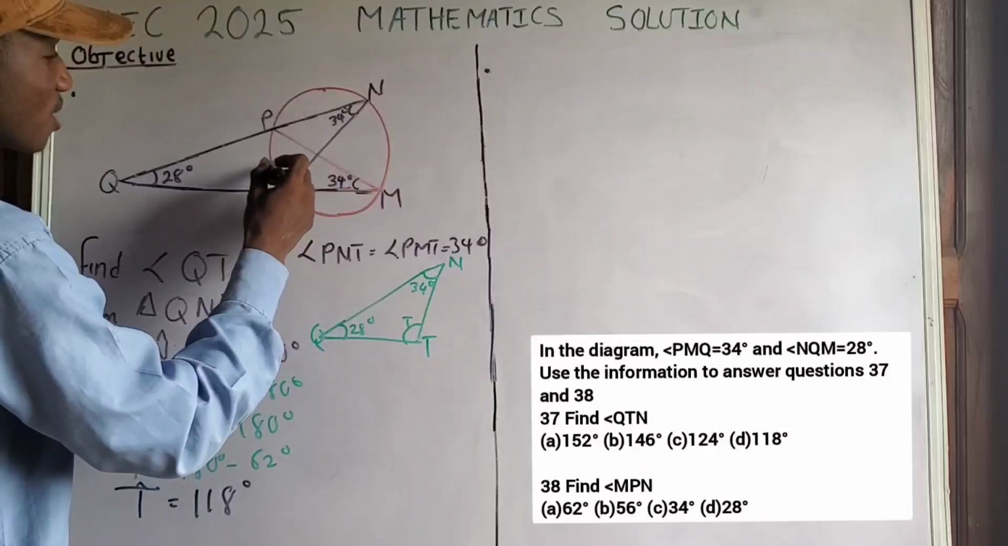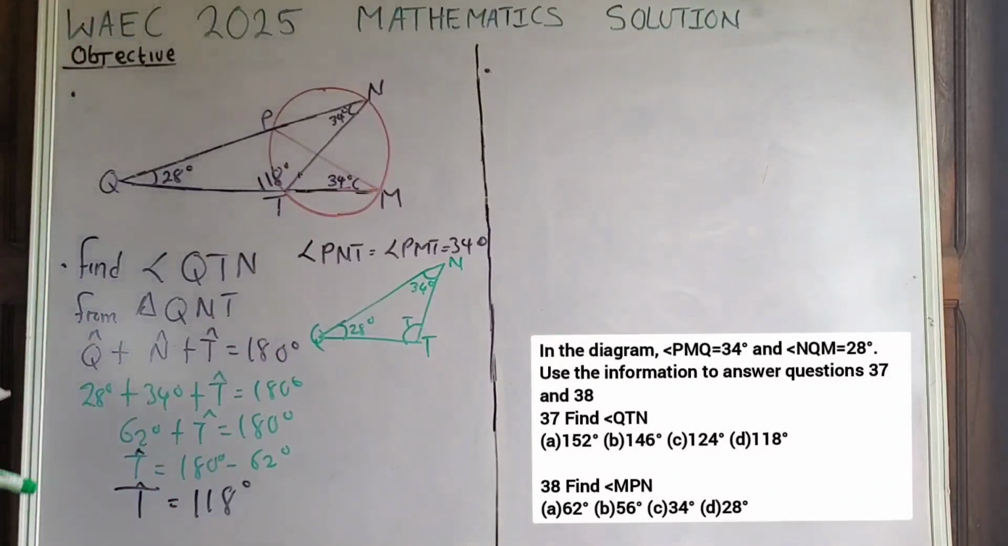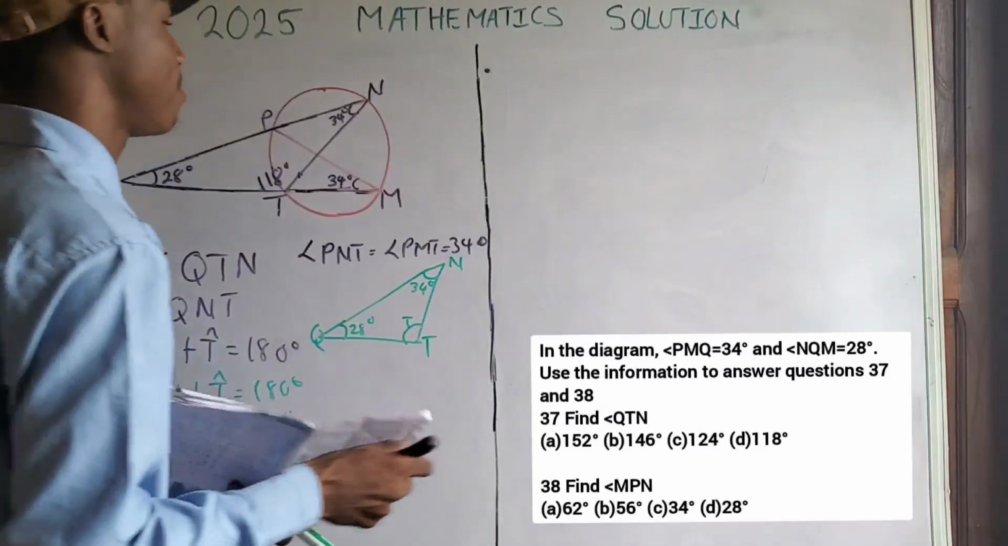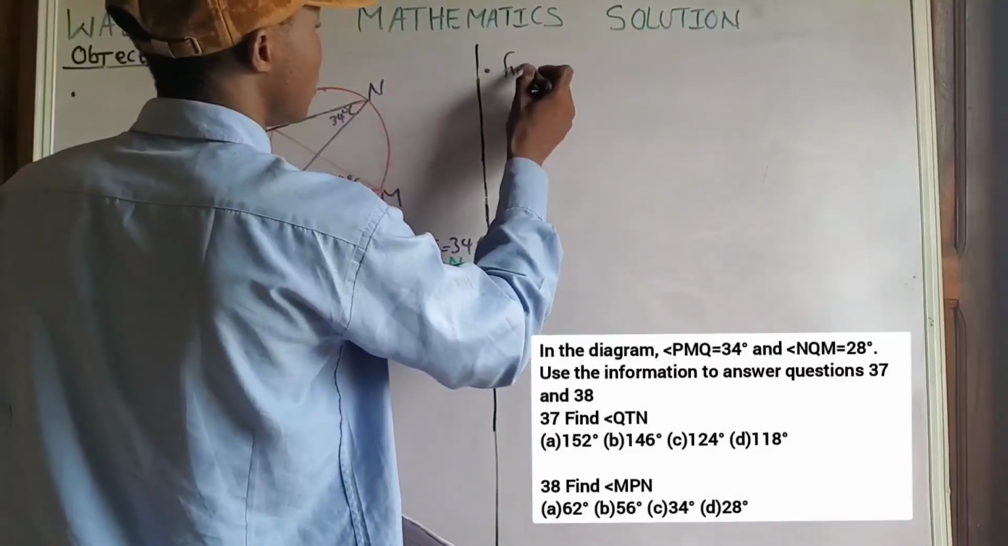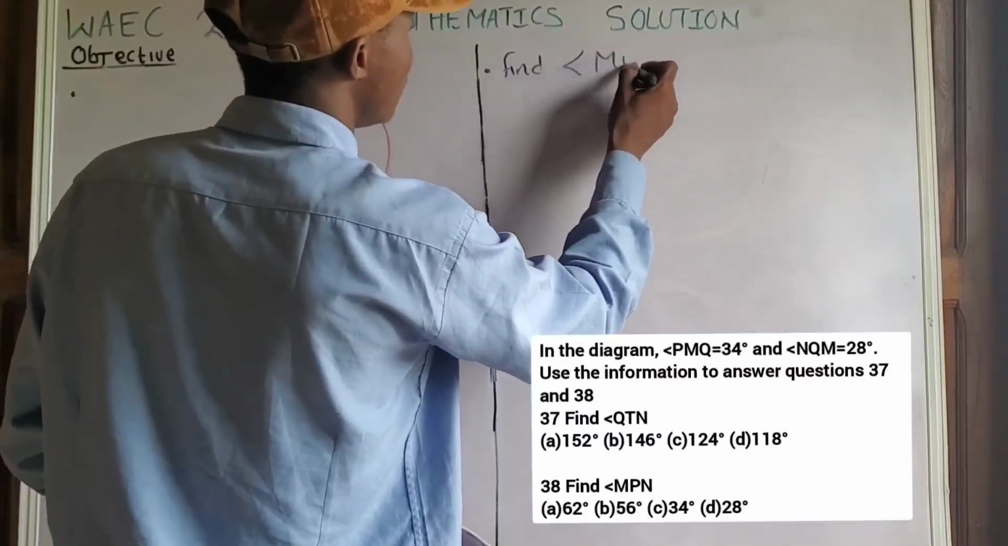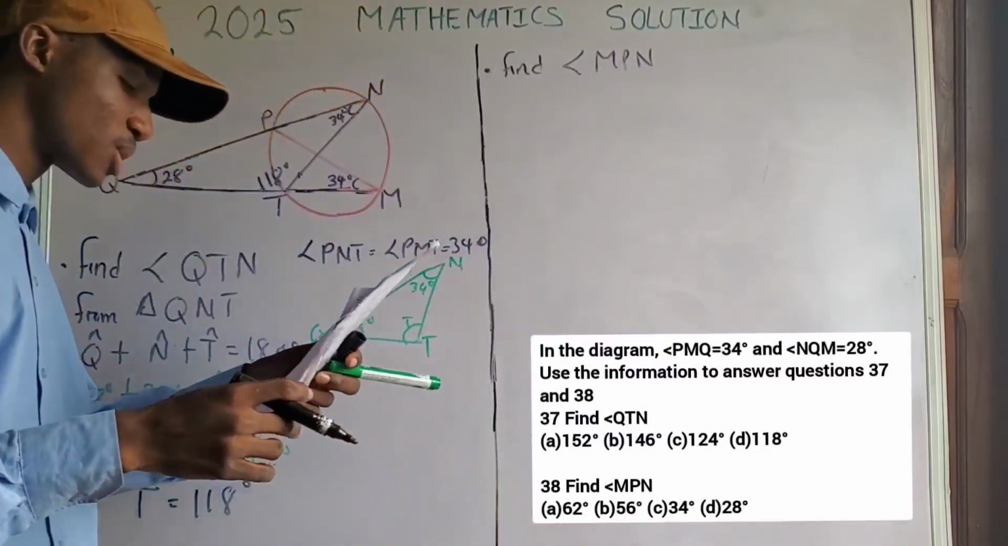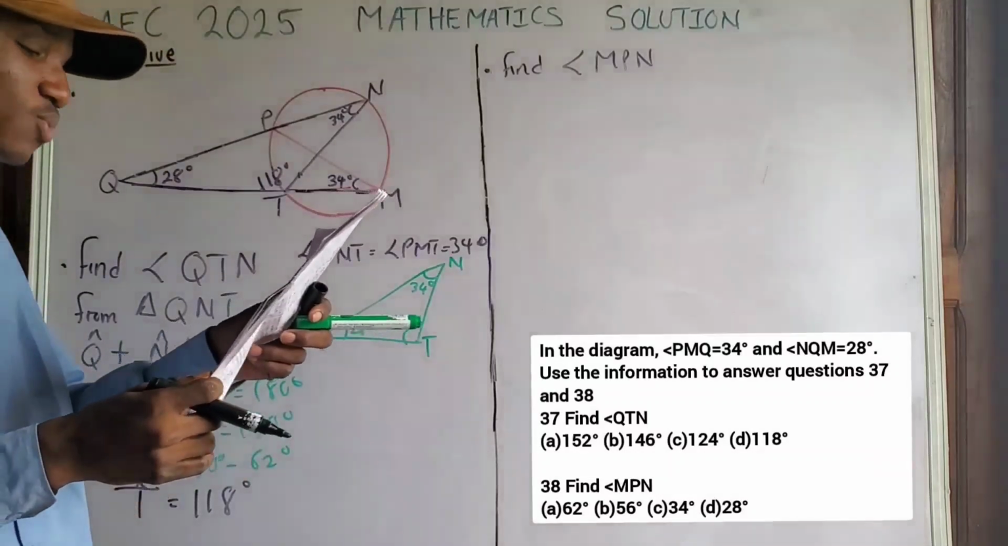This angle that you see is 118. So we have gotten the first question. The second question is we are asked to find angle MPN. The correct option to the first question is option D because that is 118 degrees.